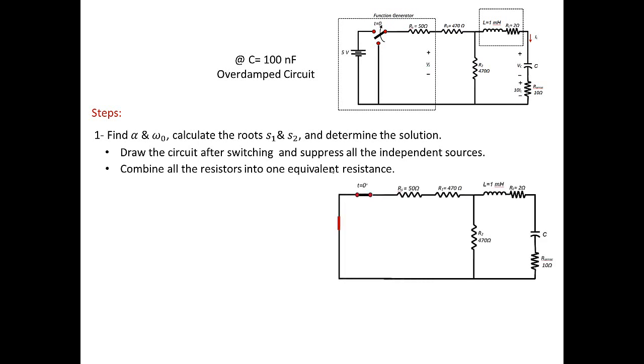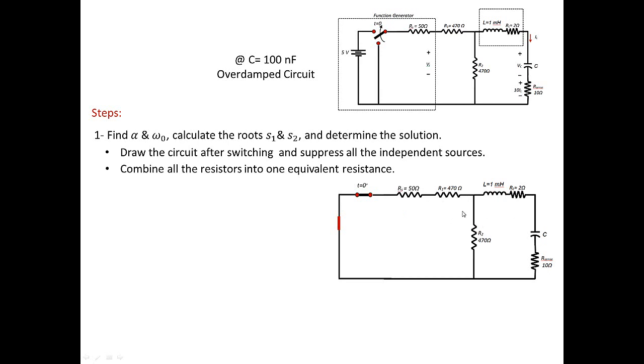When we apply this step, we know that after switching, the switch is short at 0 plus, and the voltage source is suppressed, so we make it a short circuit. Here the 50 ohm resistor is in series with the 470 ohm resistor. This can be combined into one resistor, and those two resistors combined into one will be in parallel with R2. The equivalent of those two is going to be in series with the 2 ohm resistor, which is in series with the 10 ohm resistor. So all those resistors are going to be combined into one equivalent resistance.